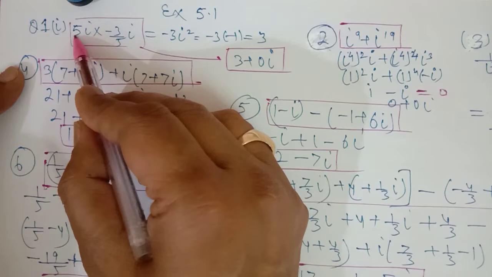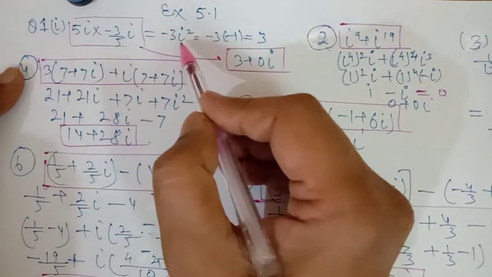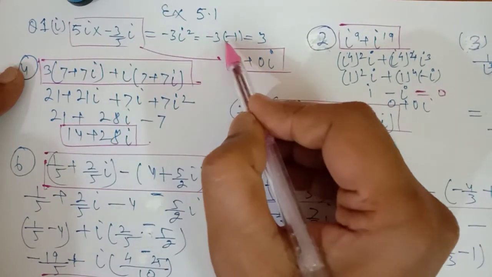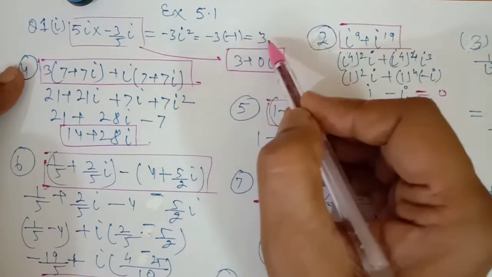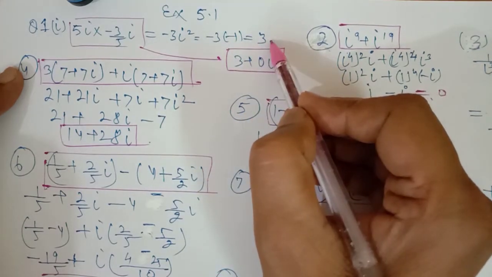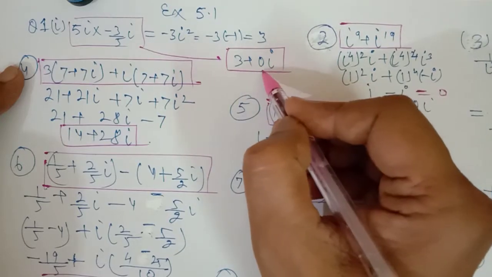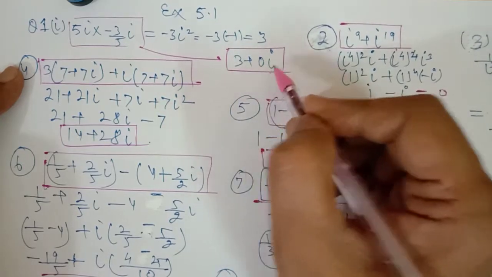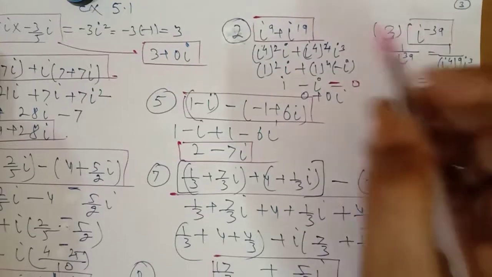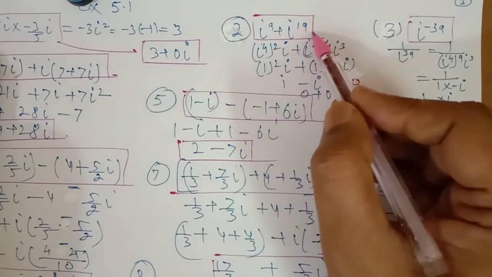5 will be cancelled out as 5. i into i is i square, and the value of i square is -1. So it is -3 into -1, which is 3. Because you have to write in the form a plus ib, the real part is 3 and the imaginary part is 0, so you can write 3 plus 0i.